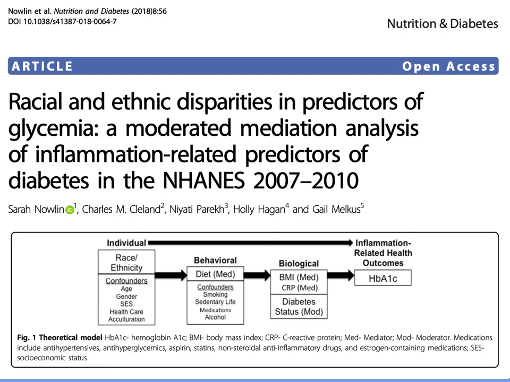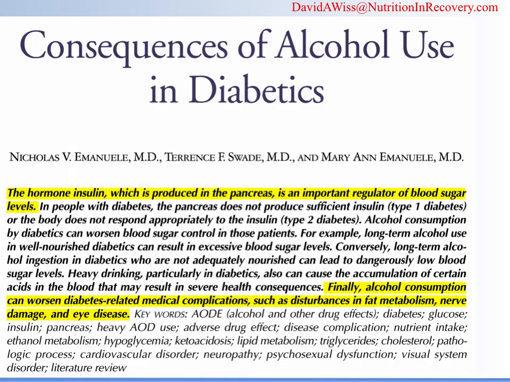I love this particular study because it brought together different biological and social factors. So this is a very complicated model that involves moderation and mediation, that looks at A1C outcomes and definitely the link from alcohol. Now, one might think that if alcohol is protective of type 2 diabetes, that it would make sense for people at risk for diabetes to drink alcohol. But I want to caution people with this consideration. Alcohol can worsen diabetes-related complications by affecting fat metabolism, nerve damage, and eye disease.